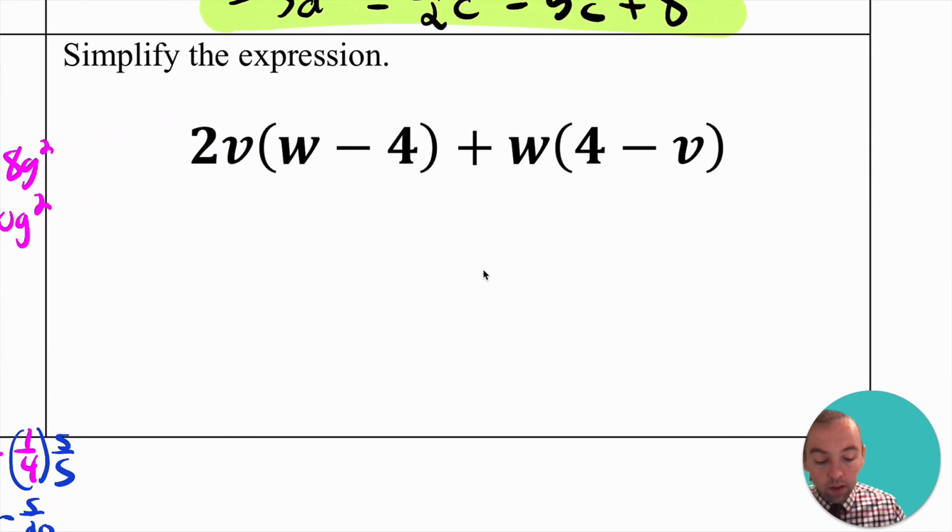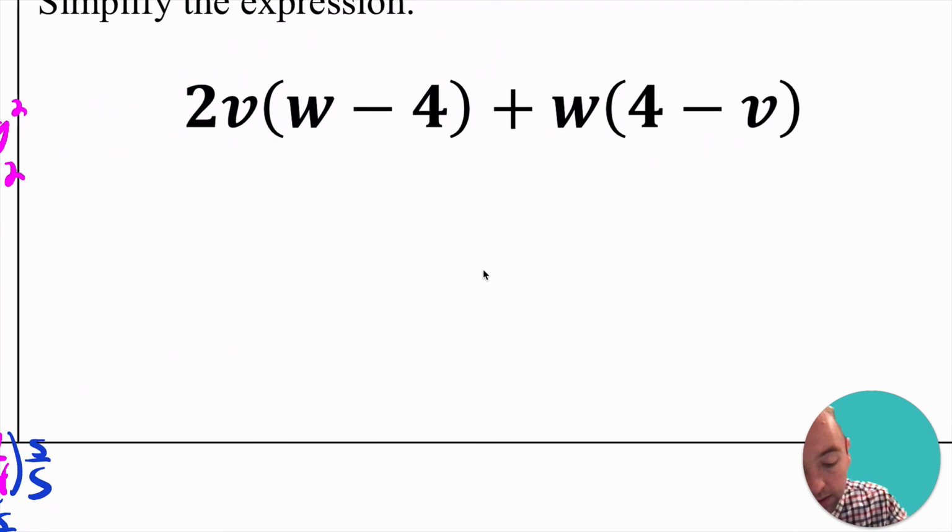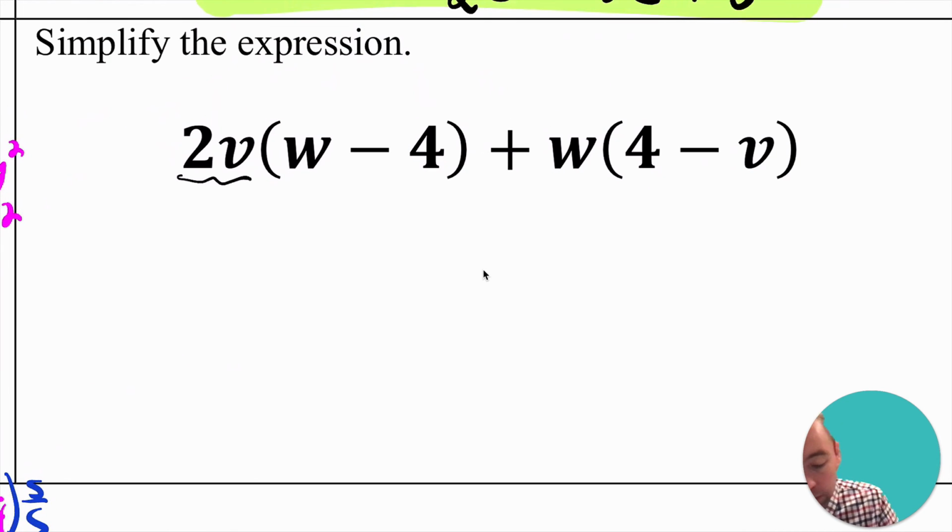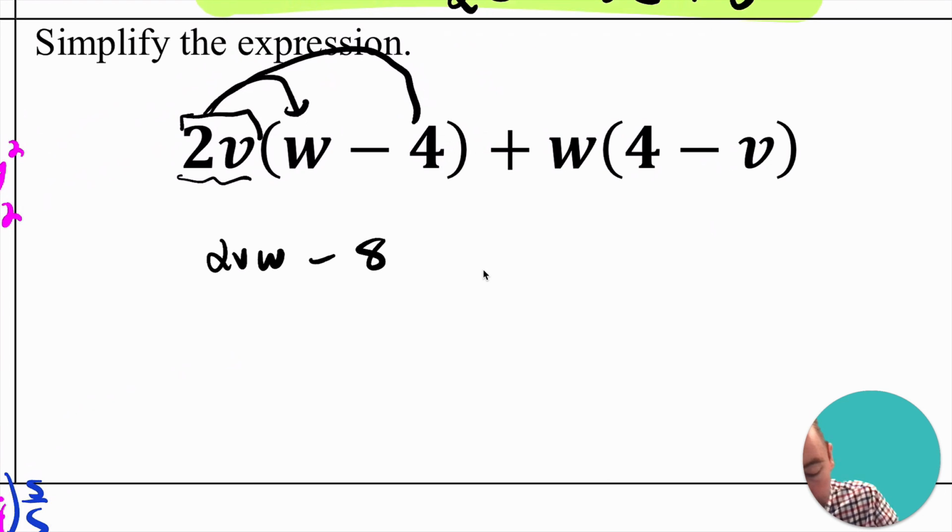And then one last example of simplifying here is this one. It's kind of similar to one we saw earlier where there's some distribution that can happen. Now, when you have multiple different things multiplying there in front, you will distribute both the 2 and the v, not just the v. So the 2v will distribute to the w to give you 2 times v times w, and then the 2v times the negative 4 to give you minus 8v, because you have 2 times 4 there. And then the w would distribute to the 4 to give you 4w. W times 4, right, is 4w because of commutativity of multiplication, and then minus wv.